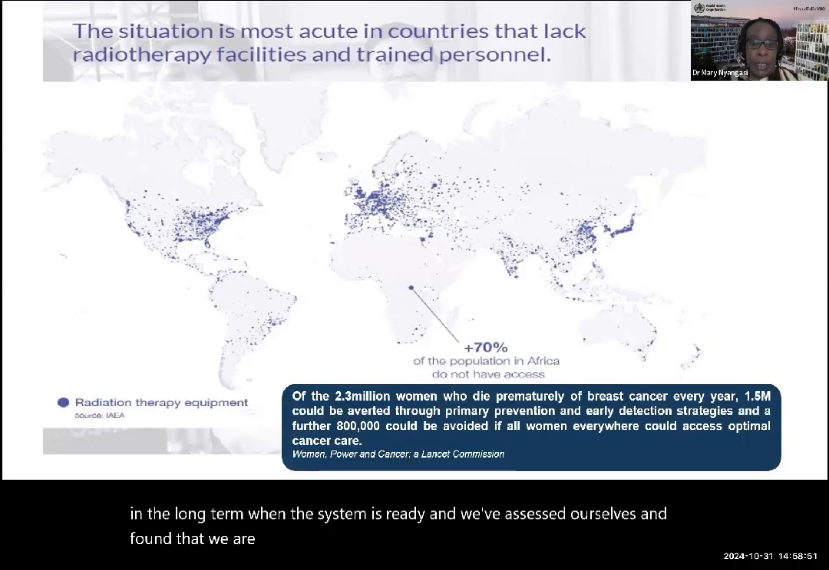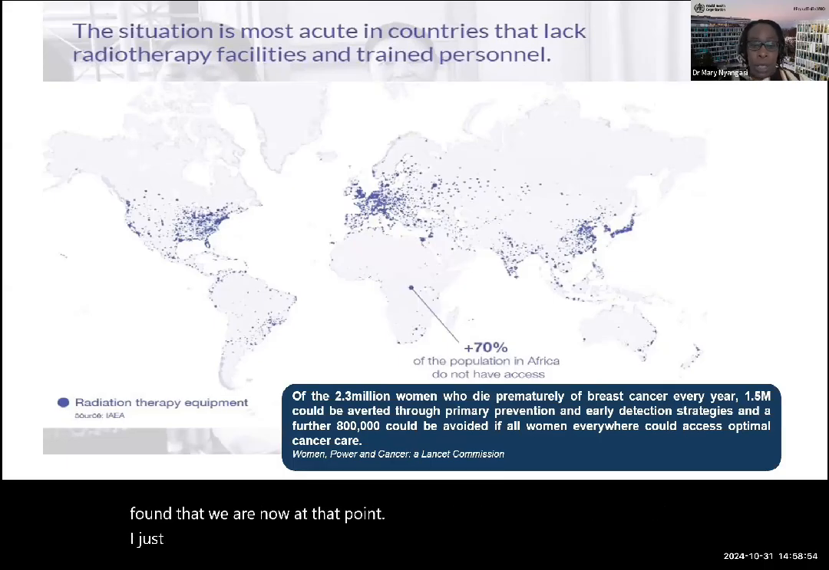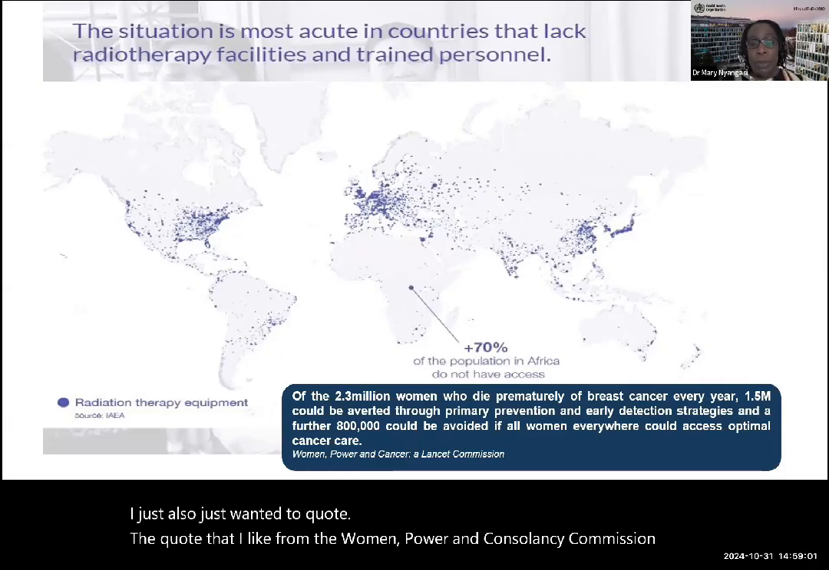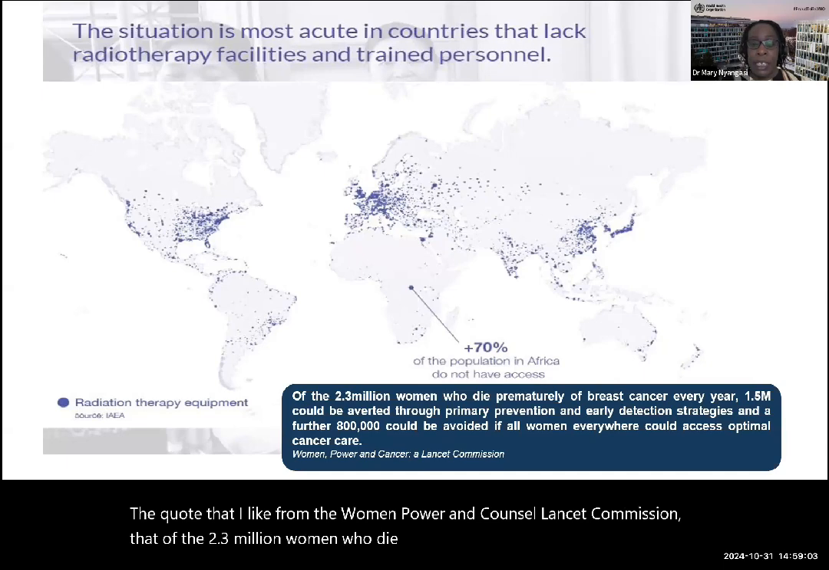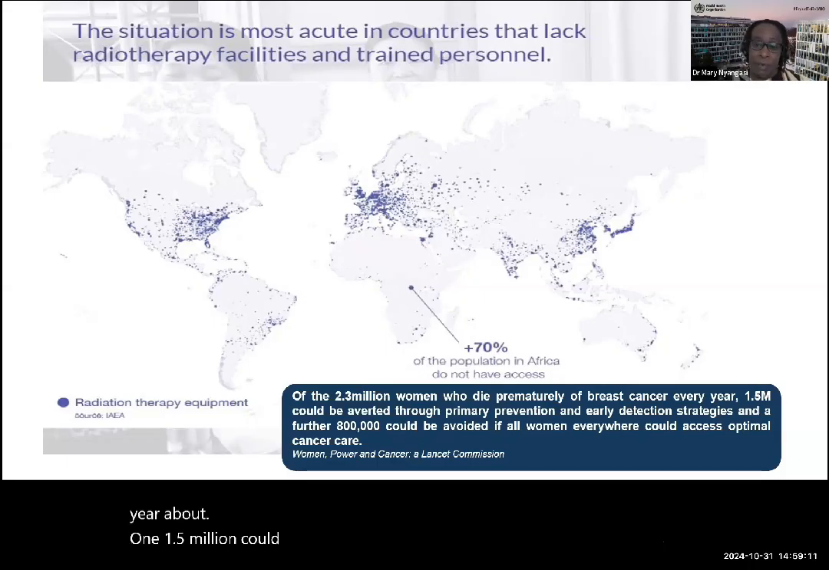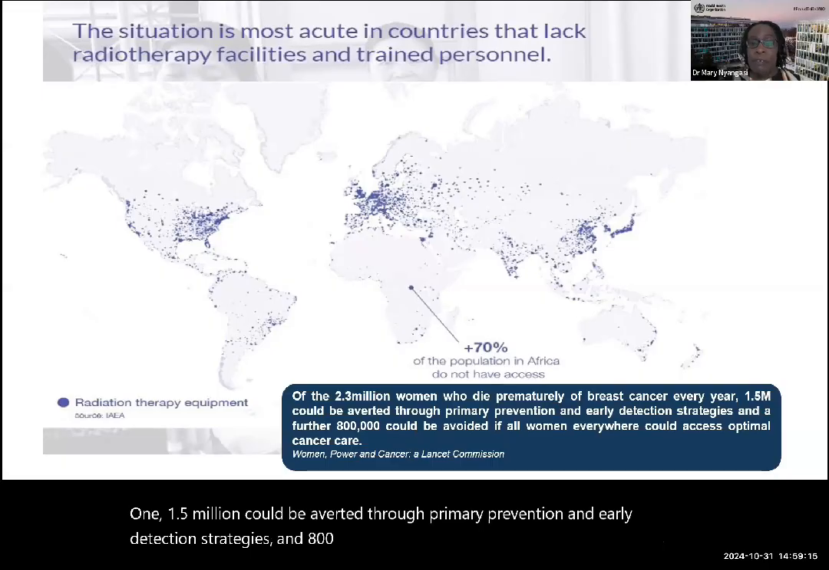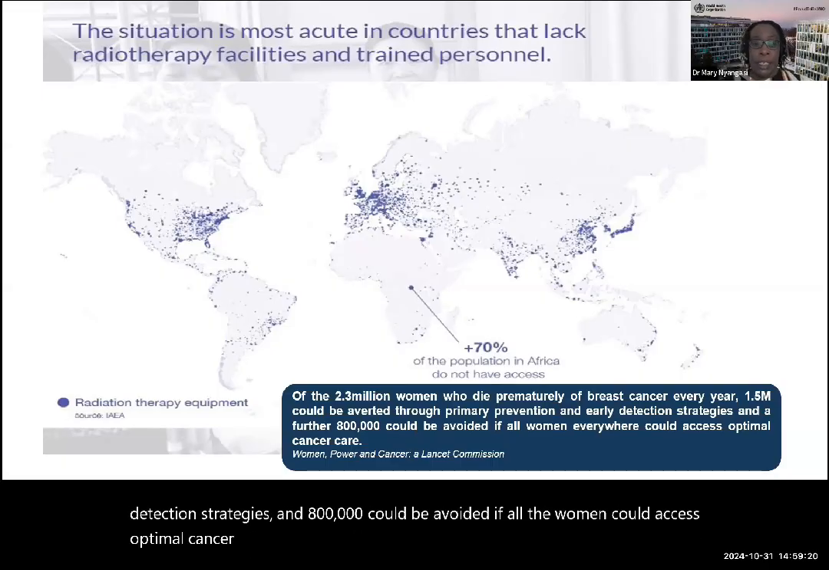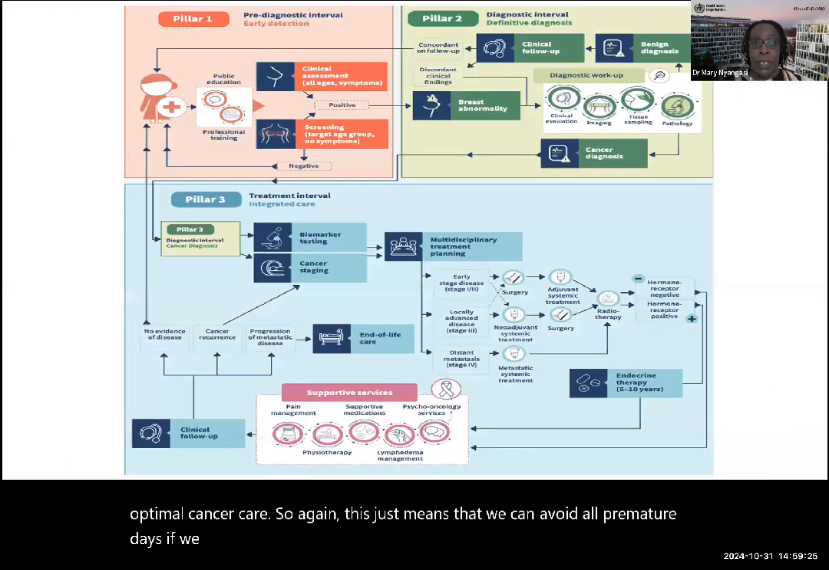I also wanted to quote a line that I like from the Women, Power and Cancer Lancet Commission: of the 2.3 million women who die prematurely from breast cancer every year, about 1.5 million could be averted through primary prevention and early detection strategies, and 800,000 could be avoided if all women could access optimal cancer care. So again, this just means that we can avoid these premature deaths if we do something about it.